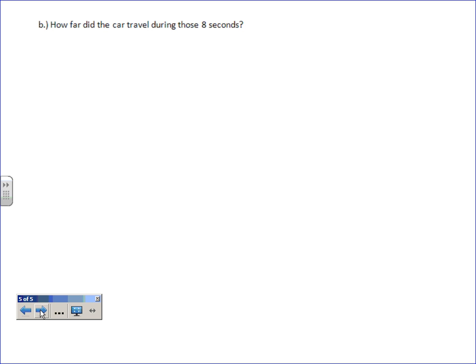How far? Yeah, which are we talking about? Are we talking about position, velocity, acceleration? Position. Wait a minute. We're talking position.